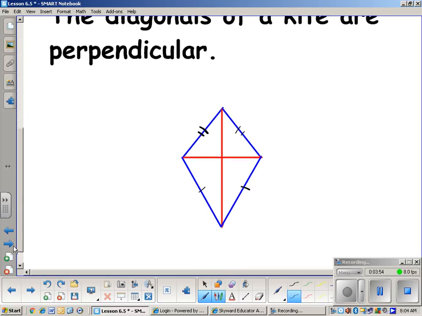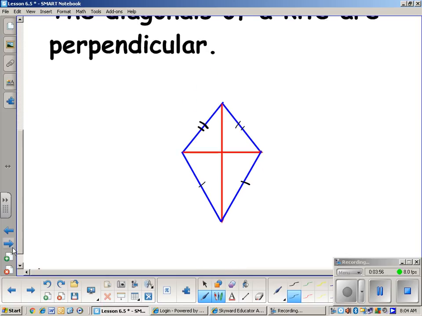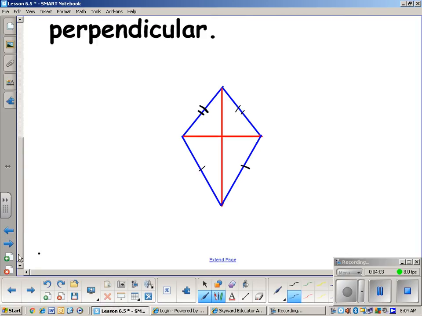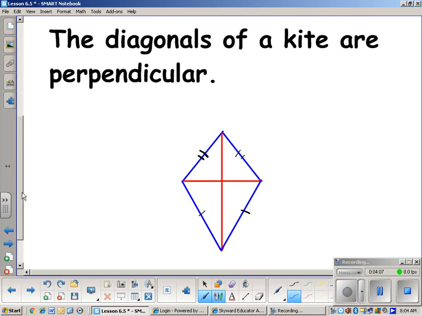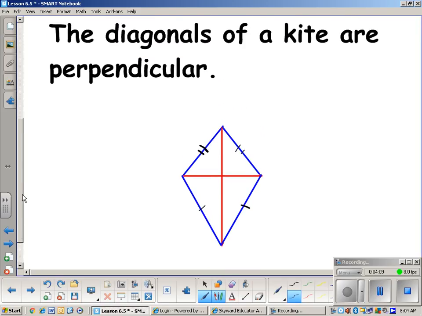So here we have a kite. I can tell it's a kite because why? How can I tell that's a kite? Say it loud. Well, answer my question for me, please. How can I tell this is a kite? Thank you.